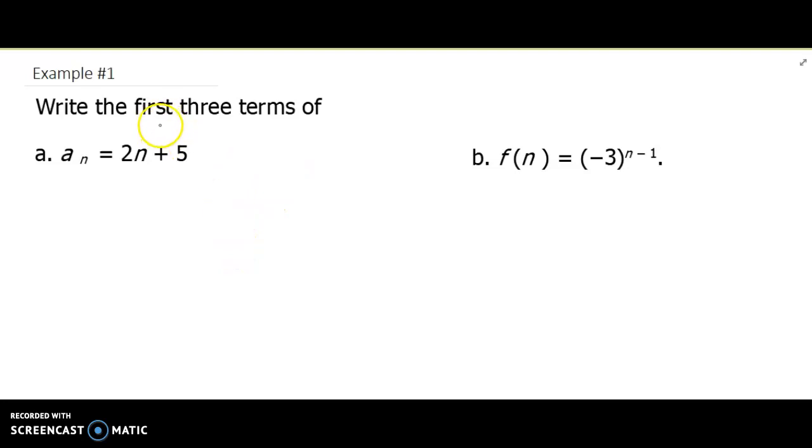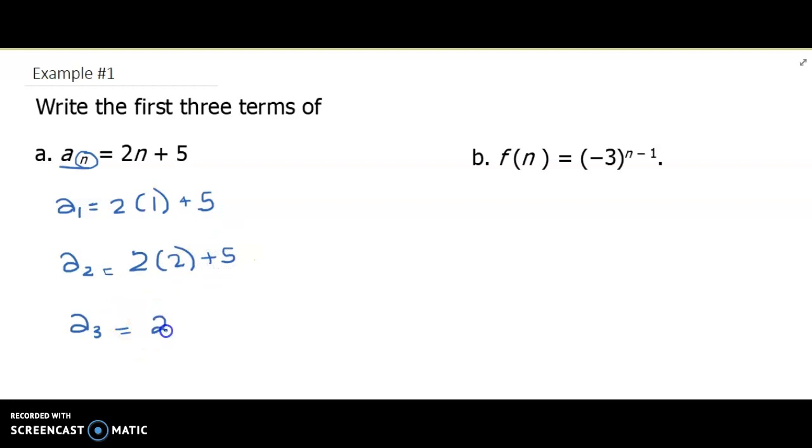Example 1 says write the first 3 terms. If this is a sub n, we would write term 1 as a sub 1, term 2 as a sub 2, and term 3 as a sub 3. All we're going to do is a sub 1 would be when we plug 1 in for n, so it's just 2 times 1 plus 5. Then a sub 2 would be 2 times 2 plus 5, and a sub 3 would be 2 times 3 plus 5. If we simplify these, we would get 7, 9, and 11.